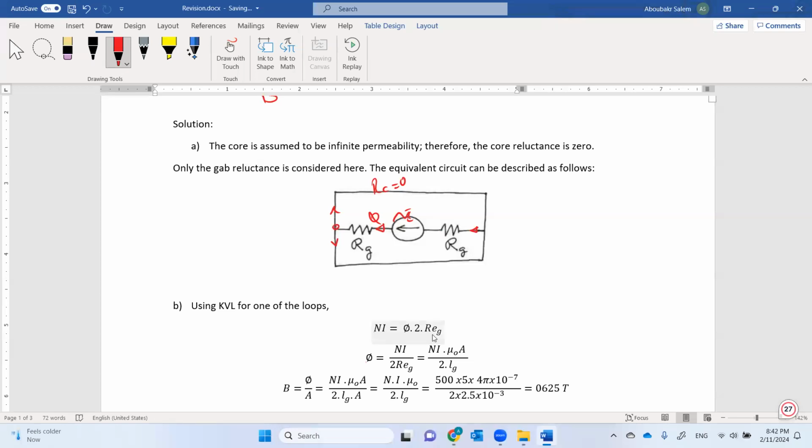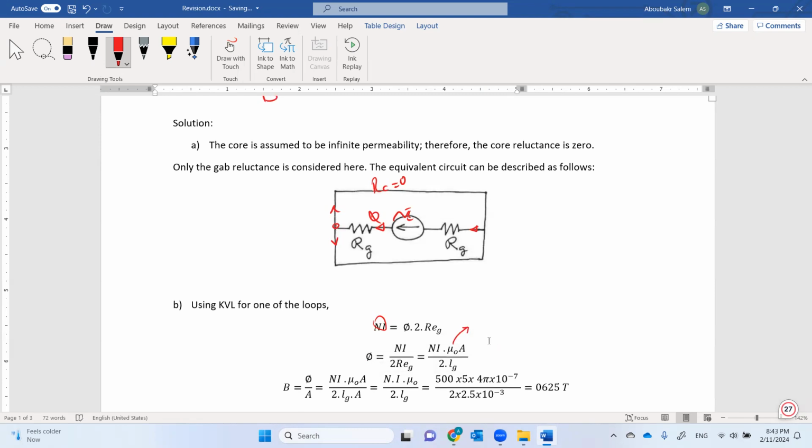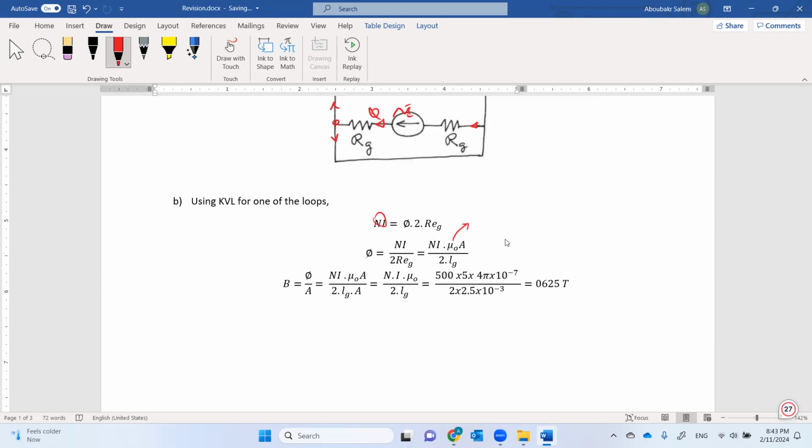So phi times 2 reluctance gap. So we can say now phi equals N times I divide 2 times reluctance. Substitute reluctance equals L divide mu A. And again, since this is reluctance of air gap, we have only mu naught because mu R for the air gap equals unity. So we can here calculate B, B equals phi divide area.